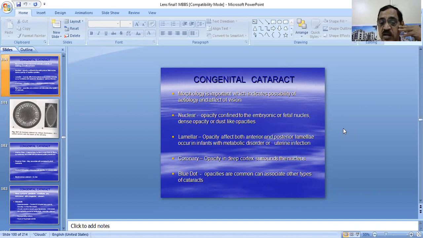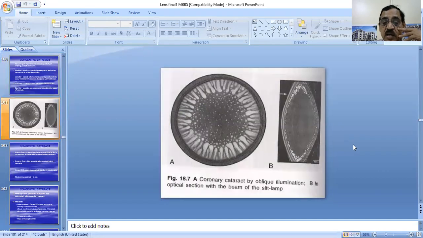And coronary, as I have mentioned already, the opacity in the deep cortex surrounds the nucleus, and there will be club-shaped opacities. Blue dot opacities are common and can be associated with other types of cataracts. And here again, it's a coronary cataract with oblique illumination, and it is seen with the slit lamp microscope optical section.